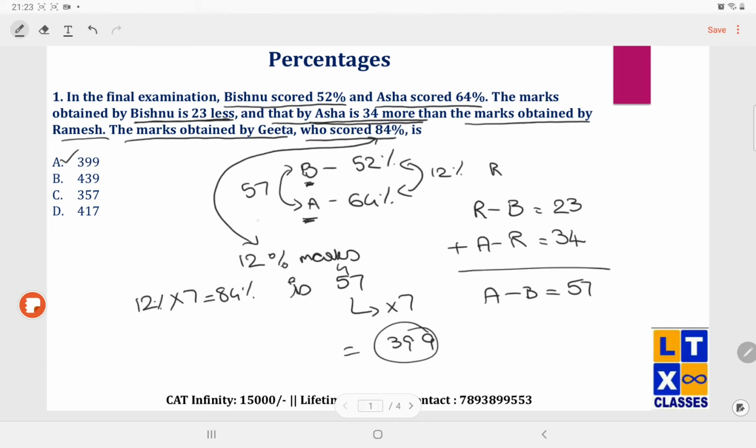It's not wrong for you to calculate 12% of marks is 57, so what is 100% of the marks? But this is avoidable. This need not be done. This would just waste your time, because you do it and then you calculate 84%, you still come to 399. So these are the things that you need to look out for in terms of arriving at the answer much faster than it usually takes. Let's go to the next question.